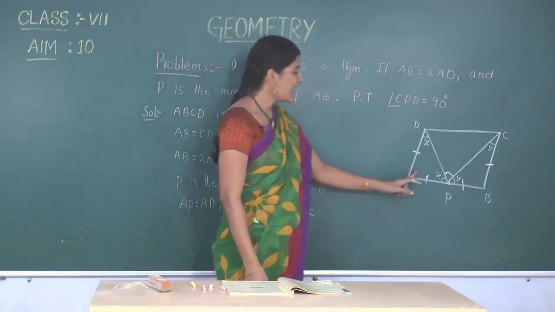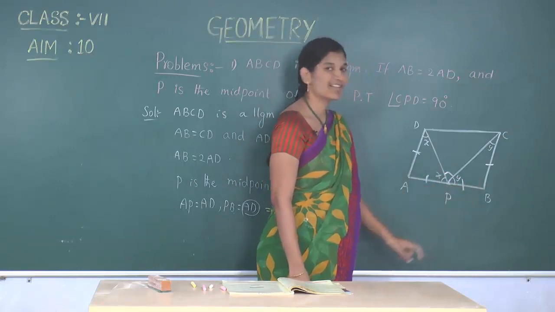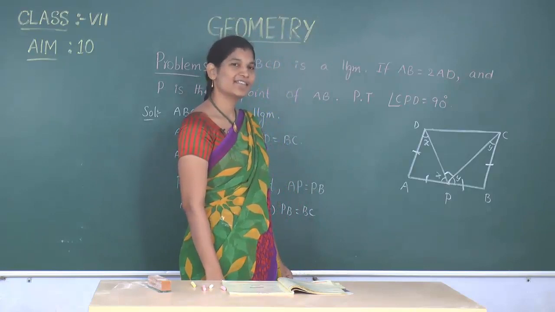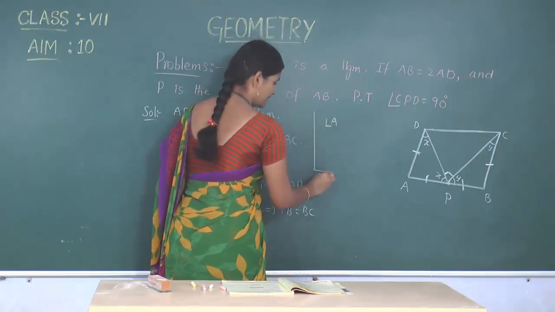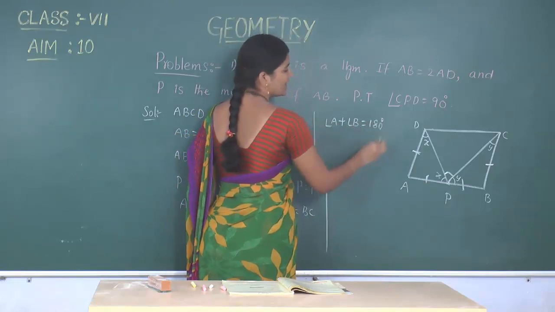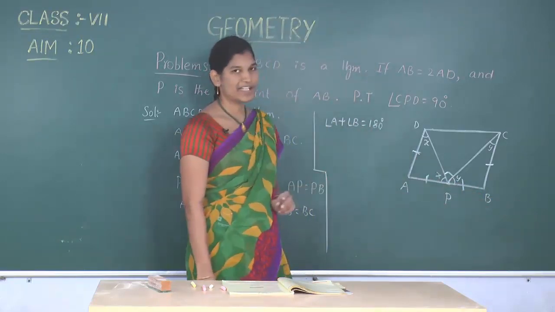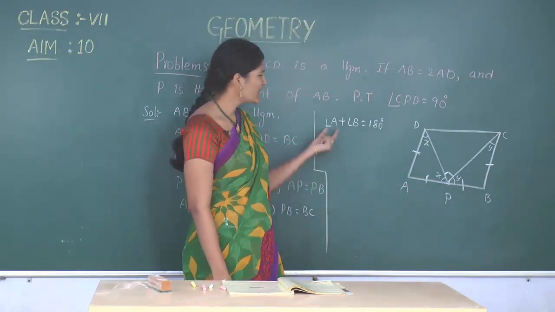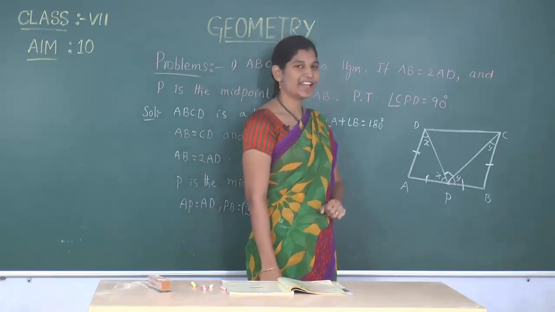Here both angles are equal, and we know one of the important property in the parallelogram. In a parallelogram, the sum of the adjacent angles is 180 degrees. So I can write here angle A plus angle B is equal to 180 degrees. Here A, B are the adjacent angles of a parallelogram. What is A? We have to find out that A. Now let me find out the angle A.